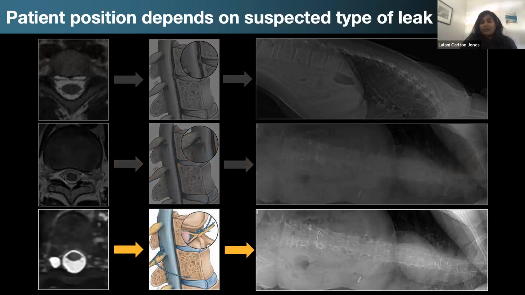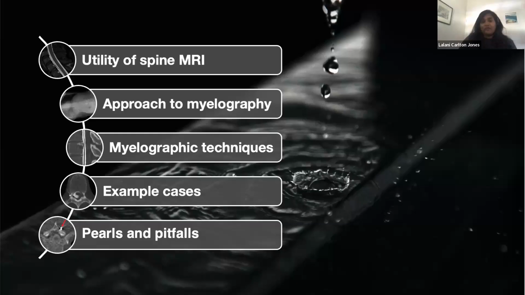And when I'm thinking that the patient has a CSF venous fistula, so this will be where they don't have epidural fluid on the MRI spine, then again, you have to position them with the decubitus positioning. And you have to examine both sides because you can't tell from the MRI which side the fistula is going to be on. They're slightly more common on the right side, but you have to look at both sides.